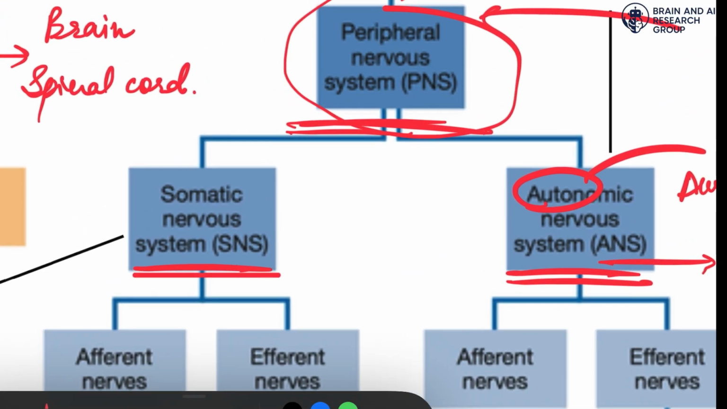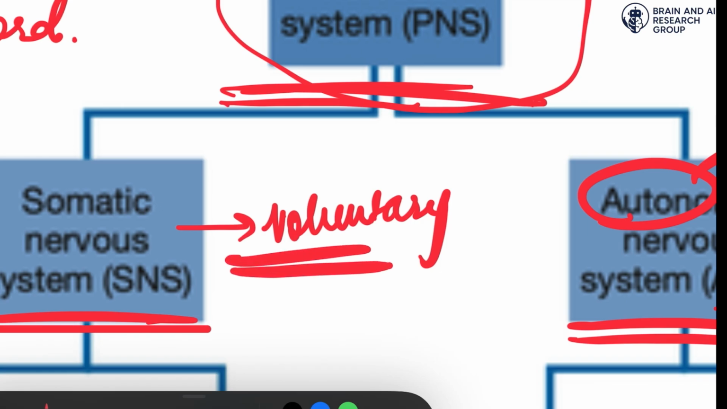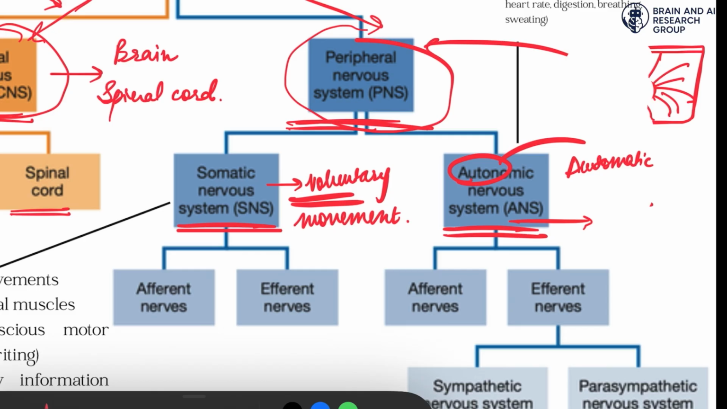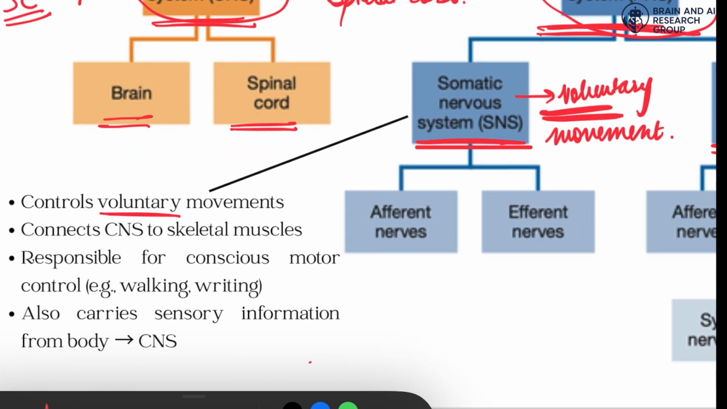The somatic nervous system is the nervous system which controls all the voluntary movements which are in your control. That could be all the movement related things. For example, you writing something down, it's in your control. You want to get up and go somewhere, the walking aspect is in your control. The talking, it's in your control. So all of that is taken care of by the somatic nervous system. As mentioned here, it controls your voluntary movements. It connects the central nervous system to your skeletal muscles. It is responsible for your conscious motor control. Example, walking, writing, talking. Okay.